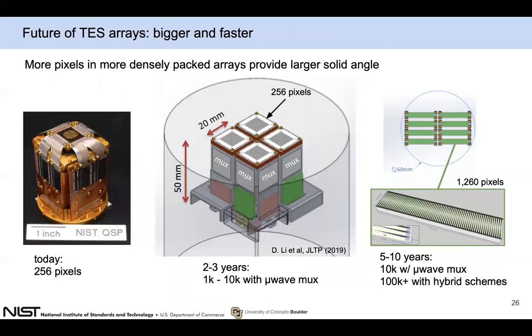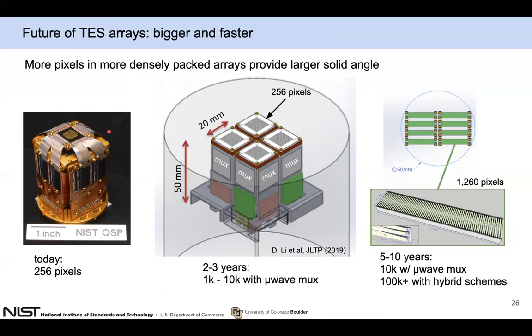In the future, we also want to cover more solid angle by making arrays with more TES pixels. That's going to require both improvements in multiplexing technology, allowing us to read out the sensors more efficiently, and also improvements in array and electronics packaging, which will allow us to pack more pixels into a smaller footprint. Our current generations of instruments have 256 pixel arrays. So this picture here shows what the current detector package looks like. The array of sensors is at the top, and it's surrounded by the multiplexing readout circuitry around the sides.